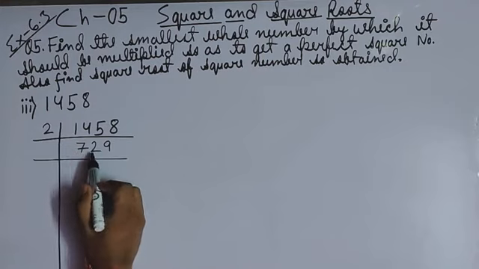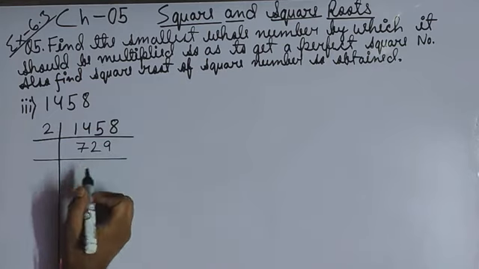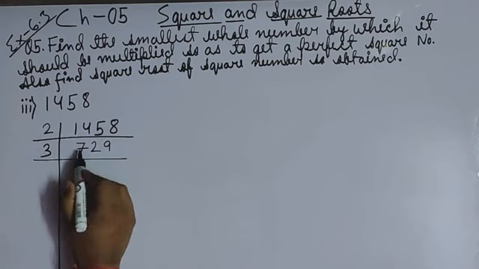Digits को add करते हैं. 7 plus 2 is your 9. 9 plus 9 is your 18. 18 is divisible by 3. So hence this number will be divisible by 3. When we are dividing this number by 3, so this is coming.